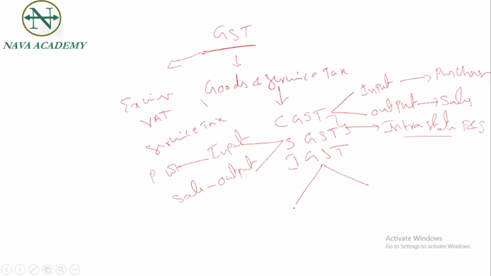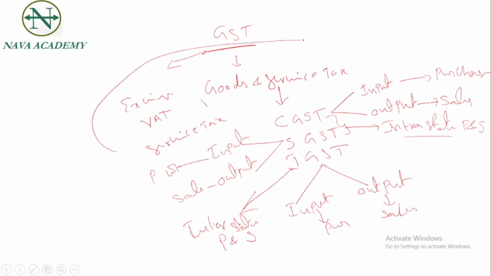IGST is divided in two parts, input and output. Input is on purchases, output is on sales. When is IGST levied? On interstate purchases and sales. This is the concept of GST. Okay. Next, see how to pass entries.